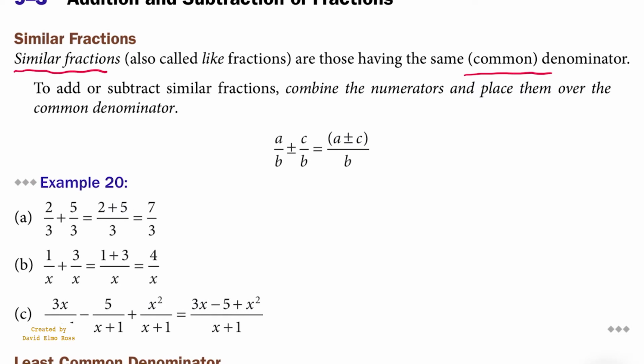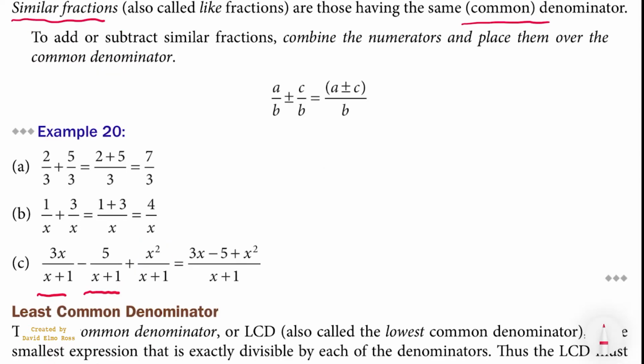Similar fractions are ones that have a common denominator, and you cannot add fractions unless they do have a common denominator. So we have 2 over 3 plus 5 over 3. 5 plus 2 is 7 over 3. If we have 1 over x plus 3 over x, that's 4 over x. If we have 3x over x plus 1, subtract 5 over x plus 1, plus x squared over x plus 1, we end up with 3x minus 5 plus x squared over x plus 1.